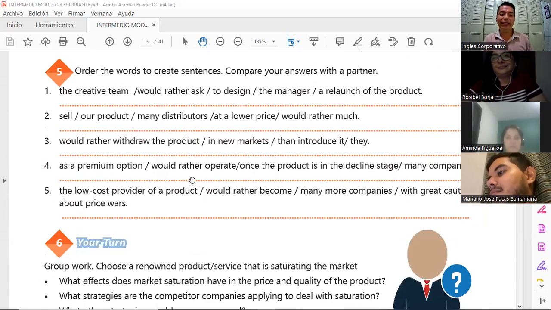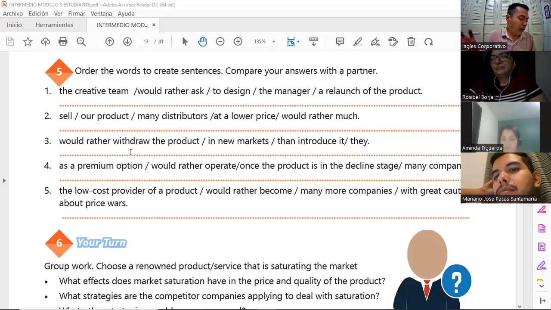Okay, Vanessa, help me. So let's go to the number 4. ¿Cuál era el problema de la 4, Vanessa? Many companies would rather operate as a premium option once the product is in the decline stage, and the end point. Point, right? Le puso punto, ¿no? Yes. And that's correct.